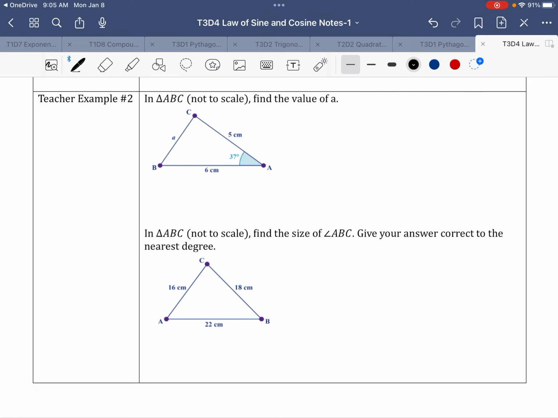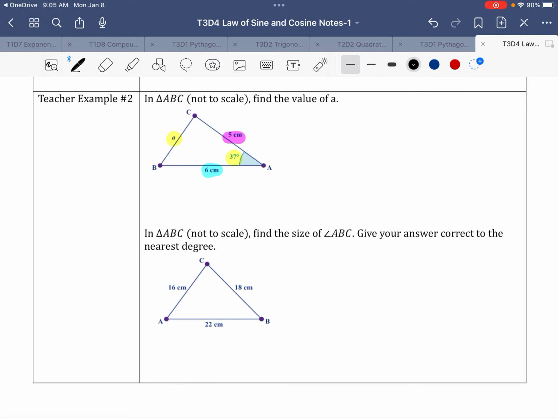Now, teacher example number 2, we have triangle ABC that's not drawn to scale, and we're looking for A. Now here what you'll find is even though we're given a pair A and angle A, we don't know a corresponding angle and side, right? But we are given 2 sides and its interior angle, right? So we have angle 37, and then adjacent to it, we have 5 centimeters here and 6 centimeters here. So when you're given 2 sides and then the angle in between, it's a pretty good sign to use our law of cosines. So we need to label.